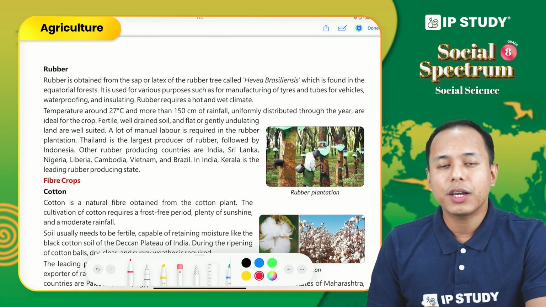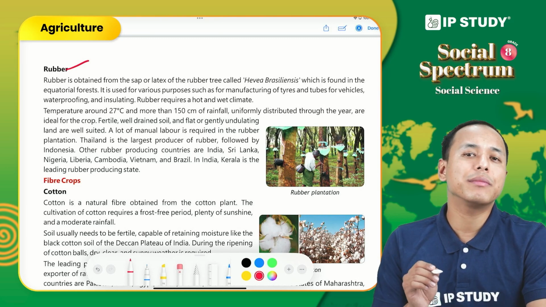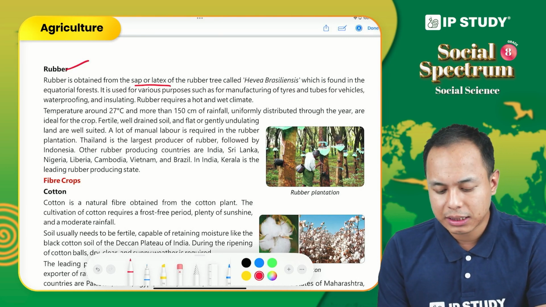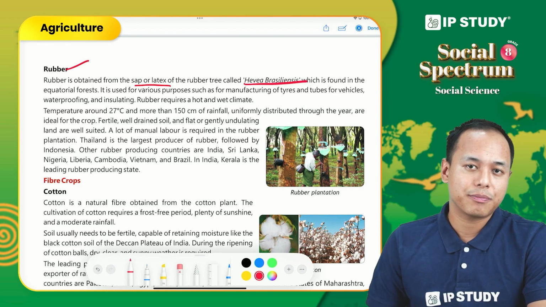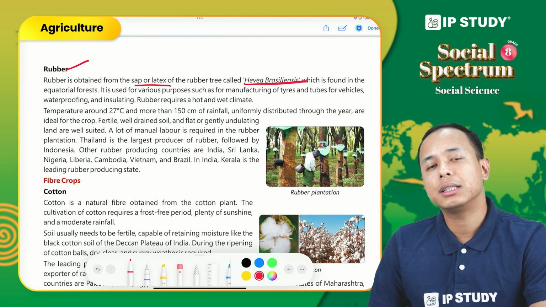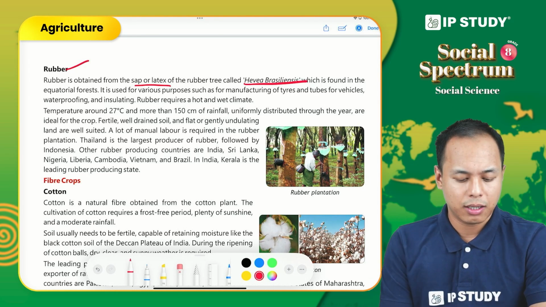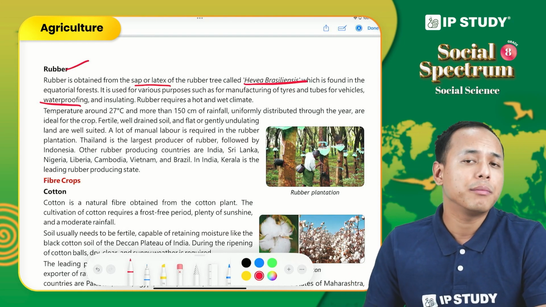So after sugarcane, we have rubber as a commercial crop. So rubber is obtained from the sap or latex of a particular rubber tree. And its scientific name is Hevea brasiliensis. Okay, it is mostly found in equatorial forest. And rubber is used to manufacture different products like tires, insulating material, waterproofing, tubes, and many other products.